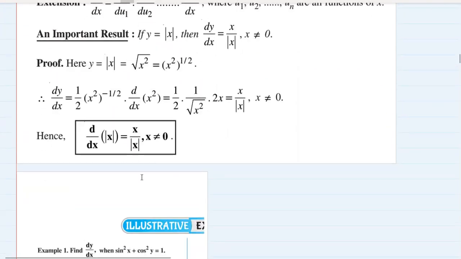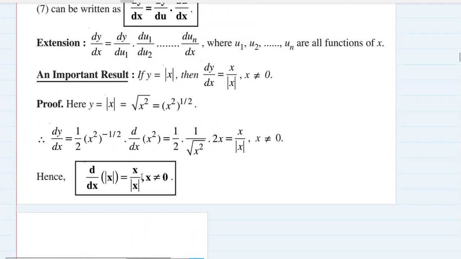There is one more important result based on this chain rule, which I want to show you over here. Please pay attention. See, y is equal to mod of x. Suppose we have the modulus function. The differentiation of the modulus function is equal to x upon mod of x, but not at 0, because the modulus function is not differentiable at 0. We have seen that in the previous part, differentiability. But at other points the differentiation of the modulus function is x upon mod of x.